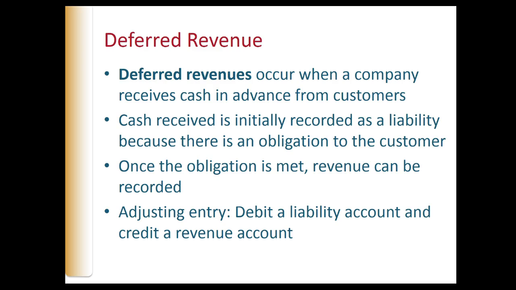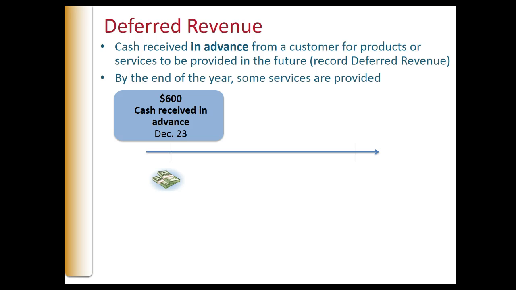Now, this liability reflects the company's obligation to provide goods or services to the customer in the future. Once it has provided these products or services, the company can then record revenue and reduce its obligation to the customer. The adjusting entry for a deferred revenue always includes a debit to the liability account because it's decreasing the liability, and a credit to a revenue account because it's increasing the revenue. Since it has performed the service, it can now reduce the obligation.